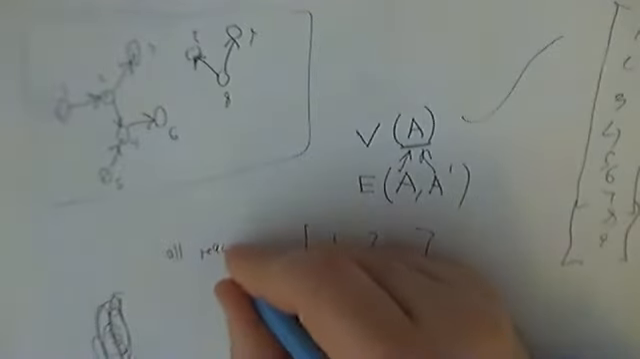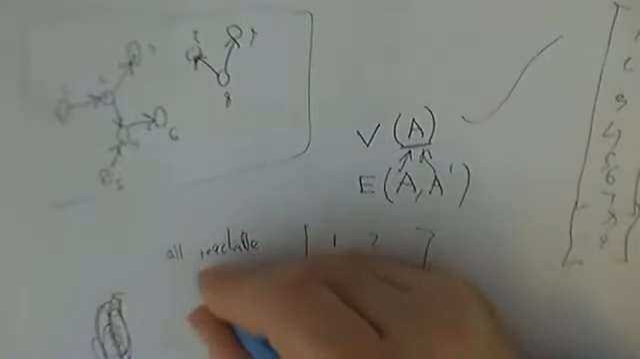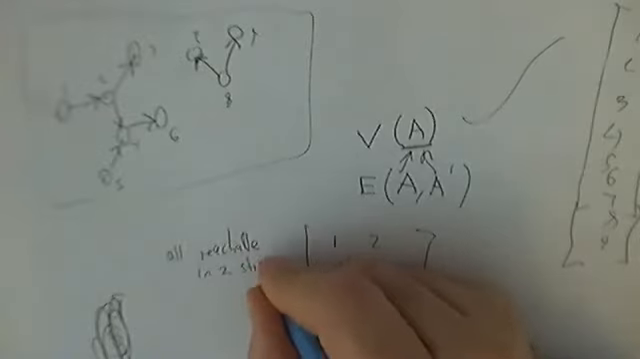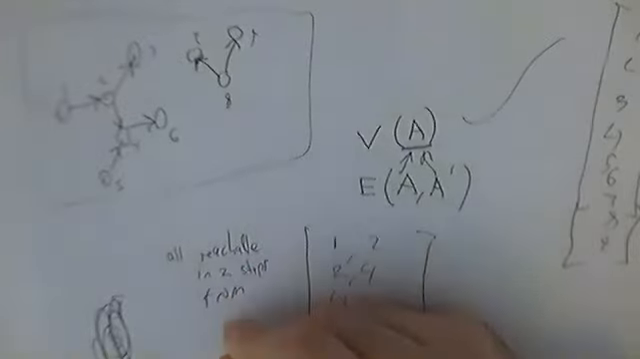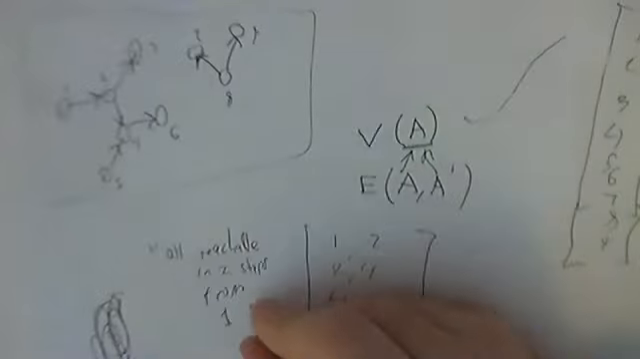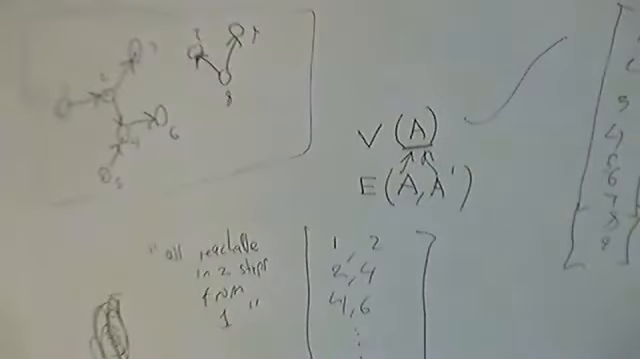If we're using relational algebra, can I answer the query of give me all of the nodes that are reachable in 2 steps from 1? Can I do that? So all reachable in 2 steps from node 1. You guys understand what I'm asking? All right, can we do it in relational algebra?